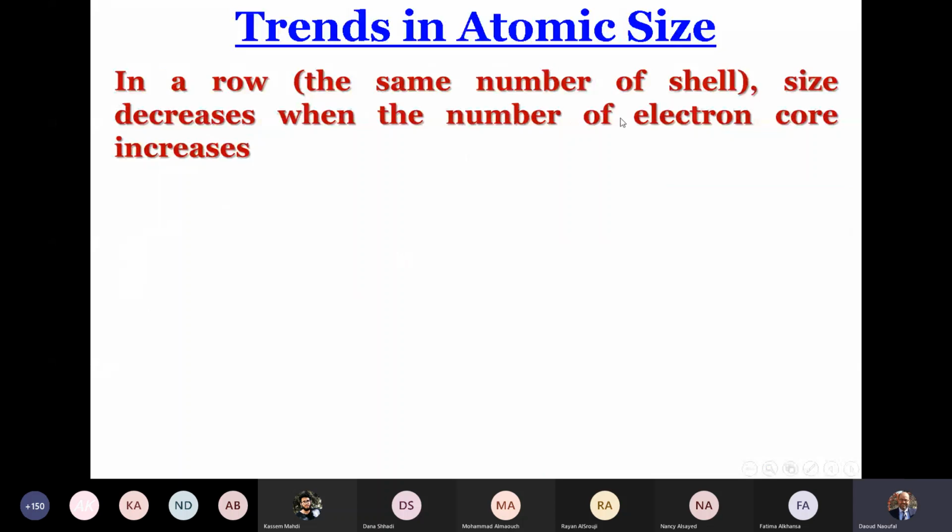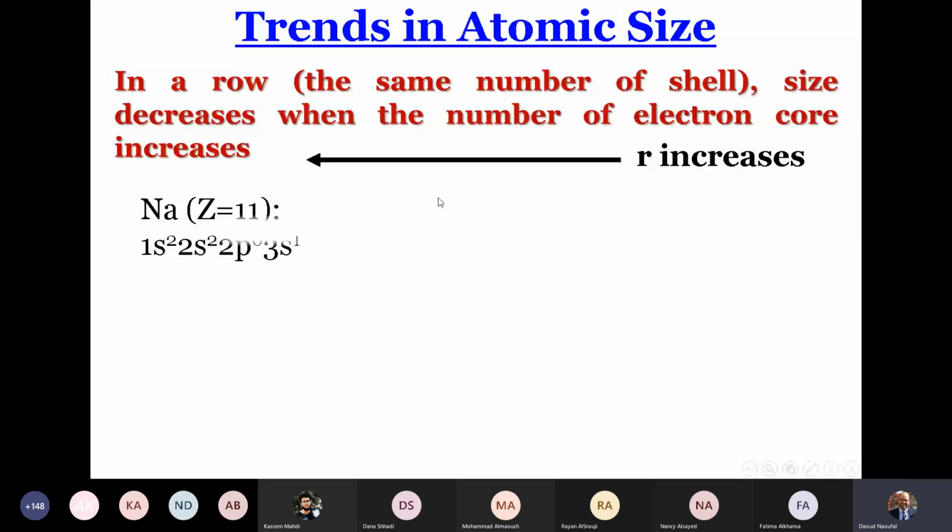In a row, with the same number of shells, the size decreases when the number of core electrons increases. I will consider the example of sodium and that of magnesium. Sodium has the electronic configuration 1s2, 2s2, 2p6, 3s1. Magnesium: 1s2, 2s2, 2p6, 3s2. So sodium is in the third row, group 1, and magnesium is in the third row, group 2.